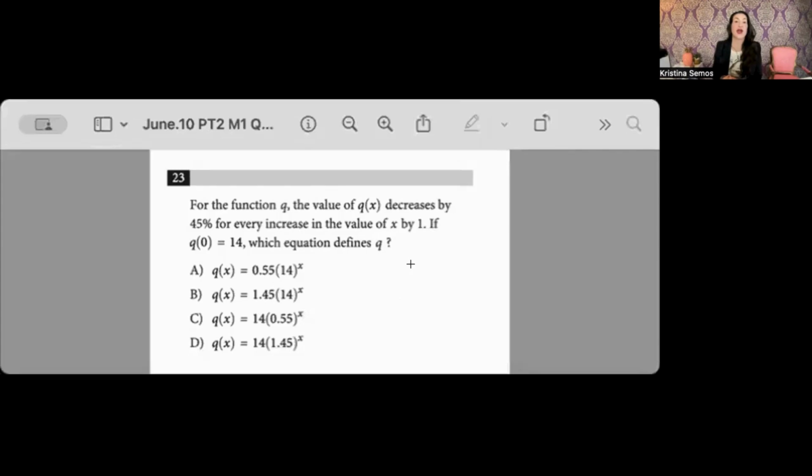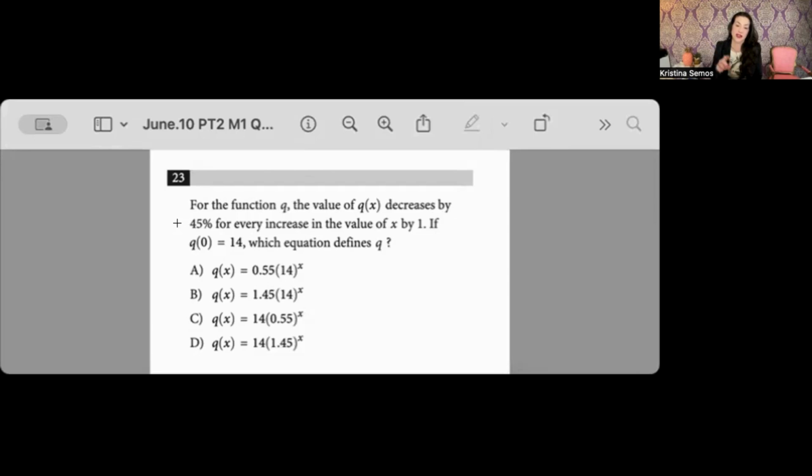So let me give you an example so you can try this. And remember, answers at the end. Okay, here we go. For the function q, the value of q of x decreases by 45% for every increase in the value of x by 1. If q of 0 equals 14, which equation defines q?